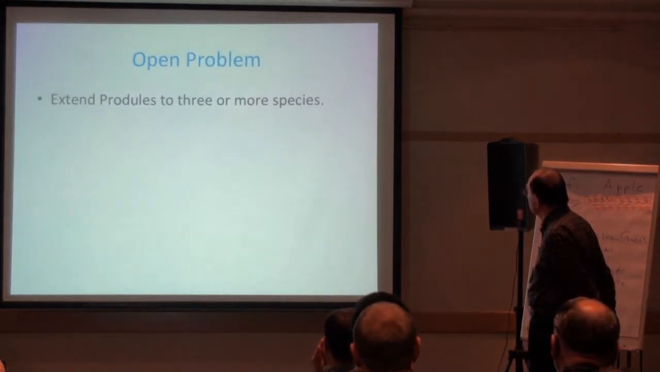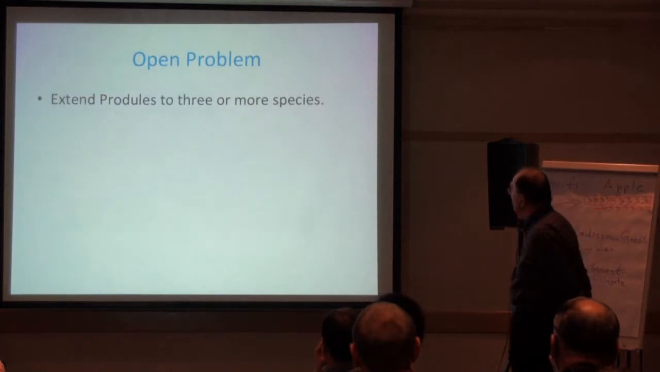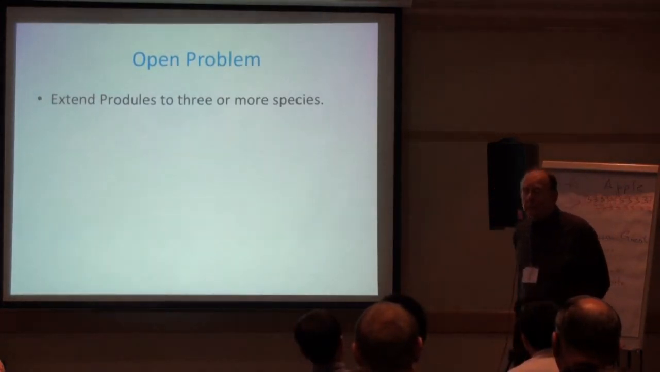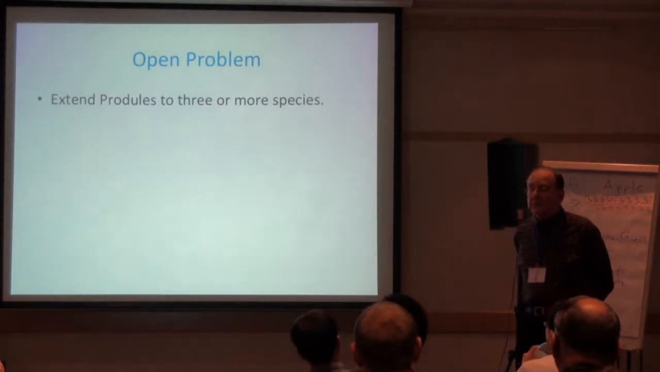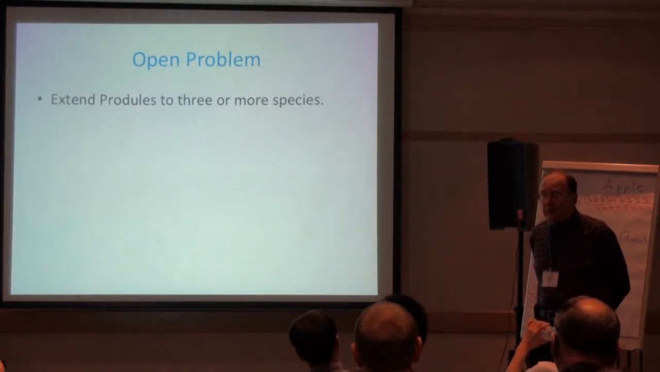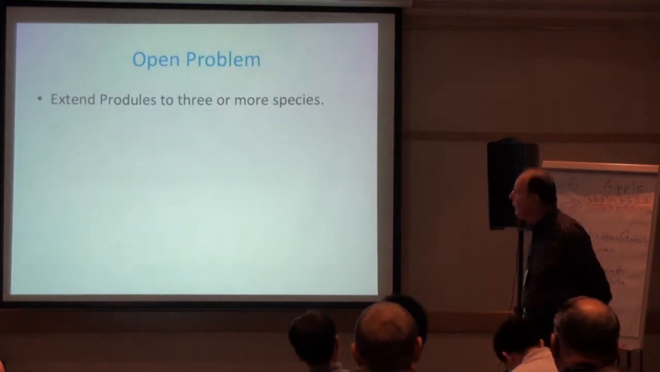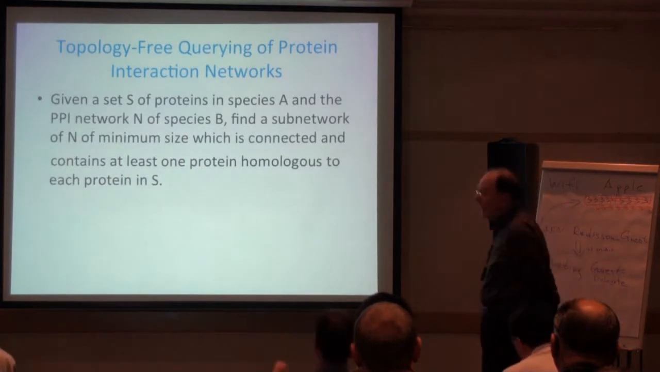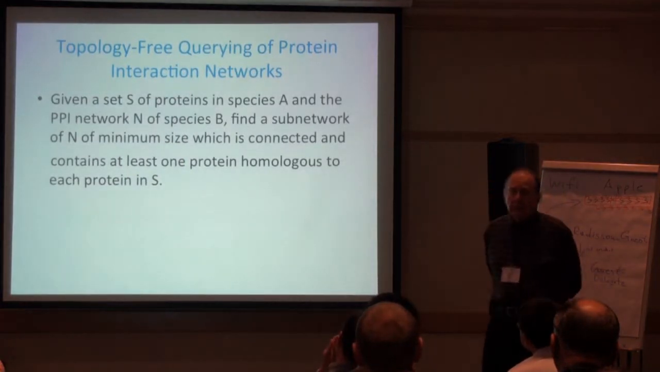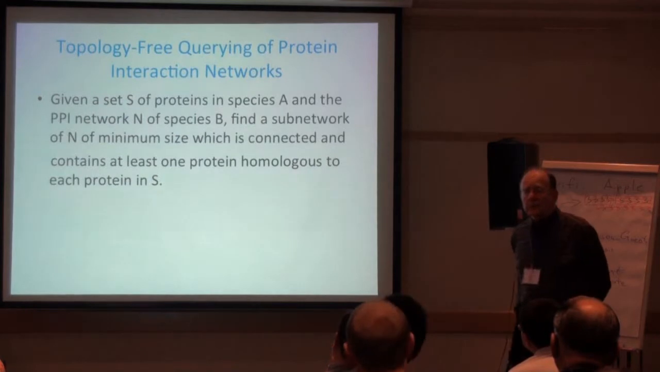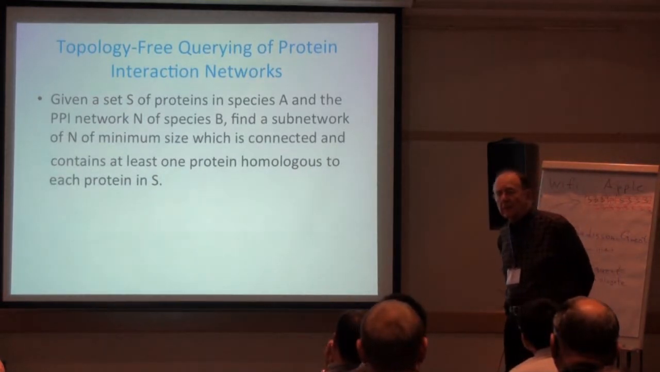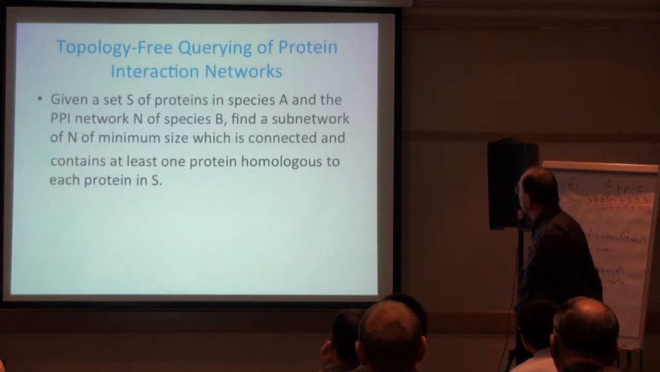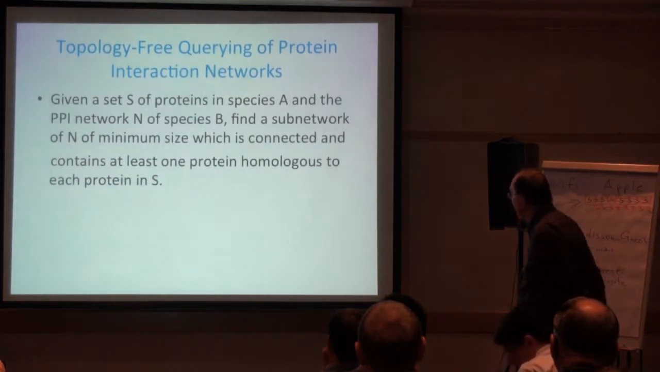So one problem that I mentioned at this point is that we would like to find modules that are conserved across several species. And extending the methods that we use to that problem is an open question. So in order to refine this approach, I turned to some work that was done jointly with colleagues in Tel Aviv under the heading of topology-free querying of protein interaction networks.